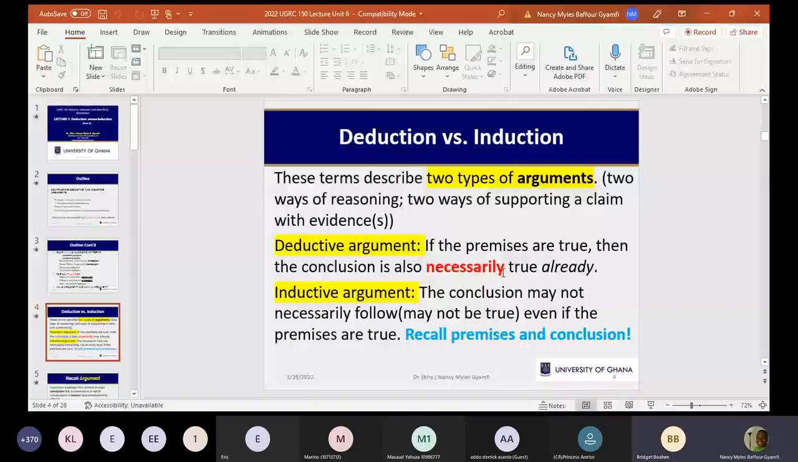Two ways of reasoning. Two ways of supporting a claim with evidence or evidences. I muted all again. Someone is giving us feedback. So please unmute yours now and talk. Deductive argument: if the premises are true, then the conclusion is also necessarily true. Sorry. Inductive argument: the conclusion may not necessarily follow. That means it may not be true, even if the premises are true.